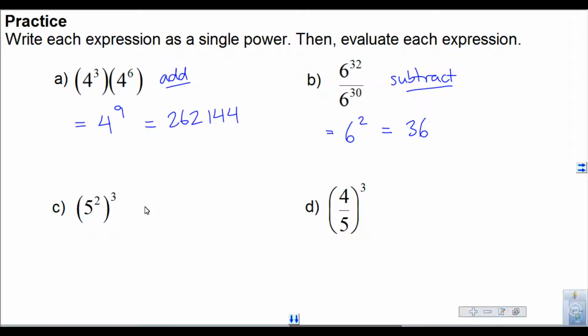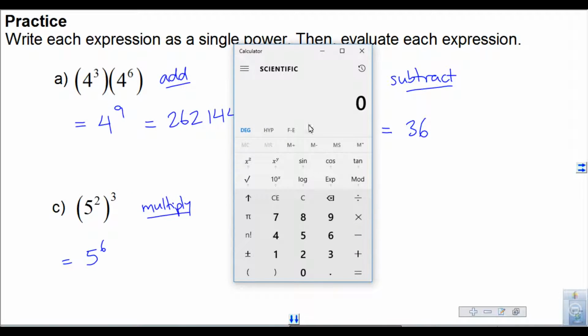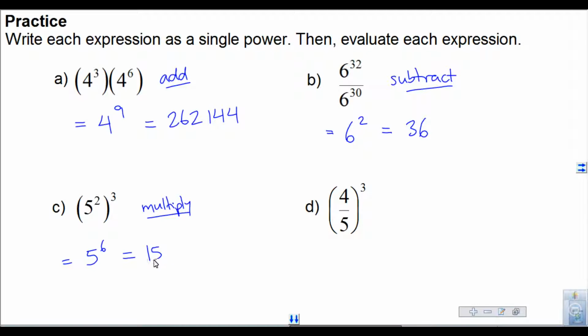Here we've got a power raised to another power. So in this example here, we get to multiply the exponents. So that's going to be 5 to the power of 2 times 3, which is 6. So I'm just going to quickly do that on my calculator. That's 5 to the exponent of 6. That's 15,625.